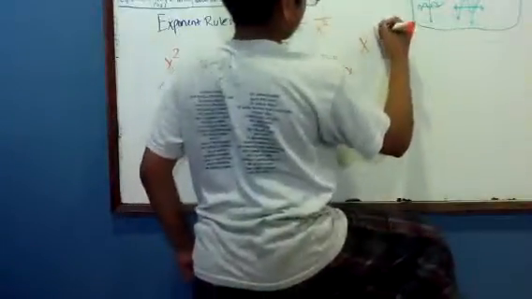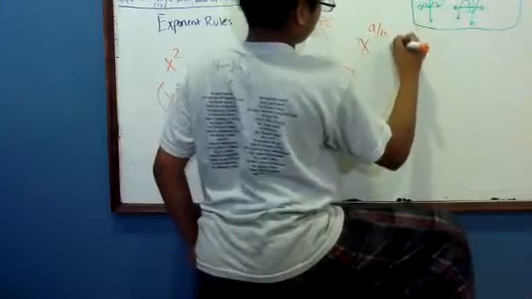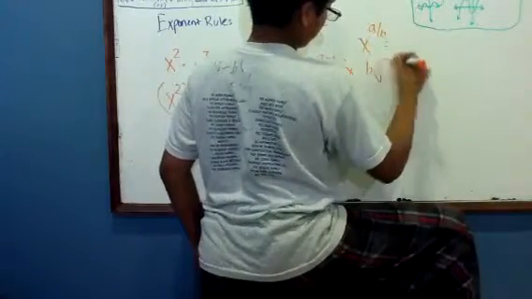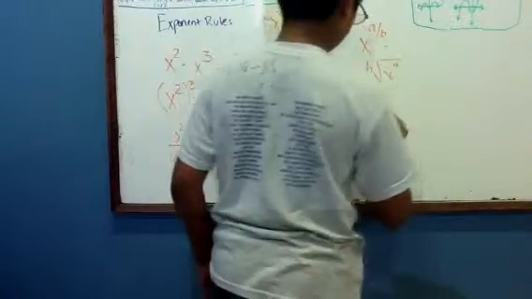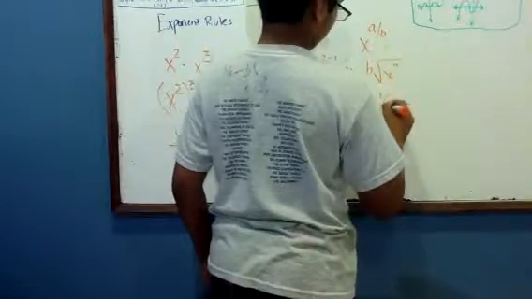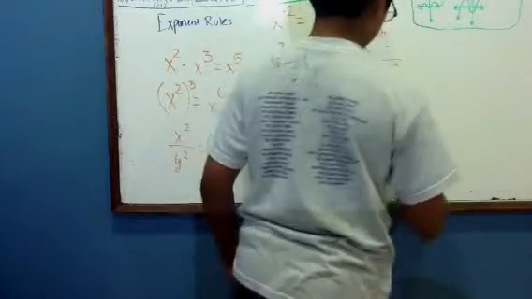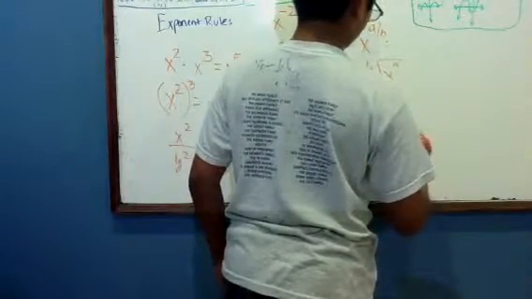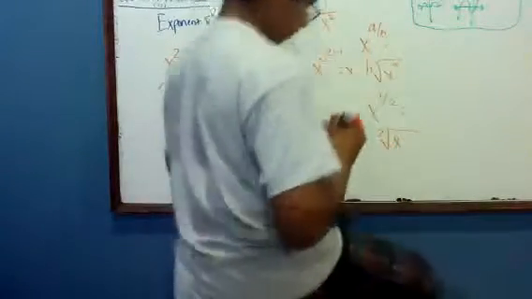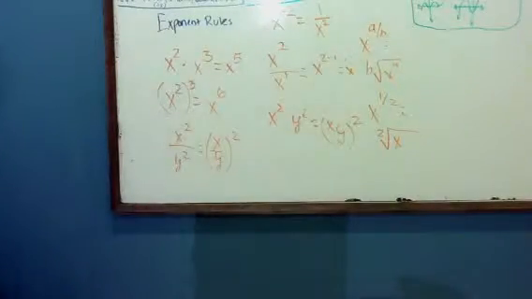x to the a over b is the same thing as the b-th root of x to the a. So if I had x to the power of 1/2, it's the same thing as the square root of x. Okay? You'll get really deep into that later, but it's just a good thing to remember, okay? So those were just the exponent rules and a little bit of exponents.